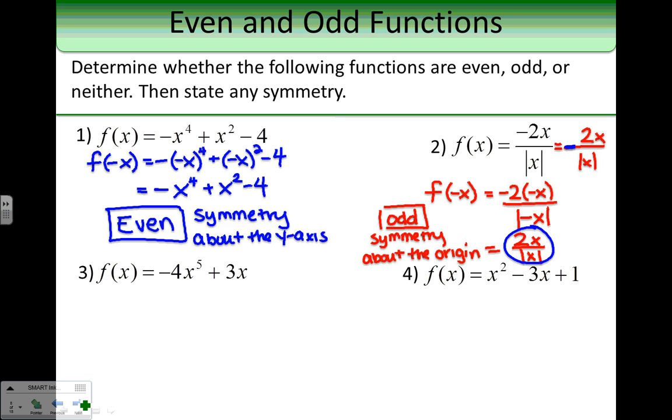All right, so on number 3, when you plugged in negative x, you should have gotten 4x to the 5th minus 3x. As you can see, both of these things are exactly opposite from each other. The negative 4x to the 5th started out negative and ended positive. The 3x started out positive and ended negative. So since everything in that function was opposite from what it started, that makes it an odd function. So symmetrical about the origin.